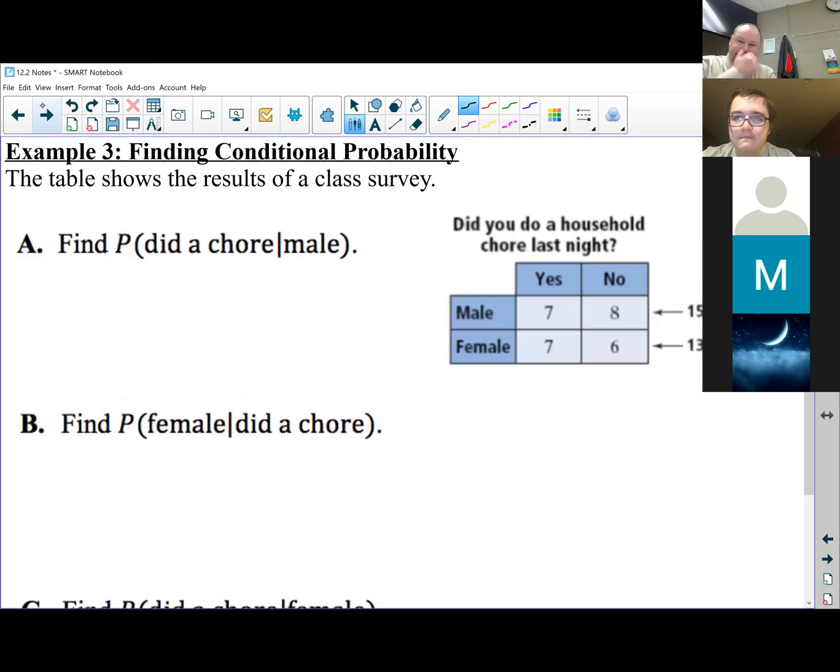All right. The table shows the results of a class survey. Find the probability that the student did a chore, given they are male, and then find the probability that the student was female, given that they did a chore. And there's actually a letter C. We'll get to that one in a moment.